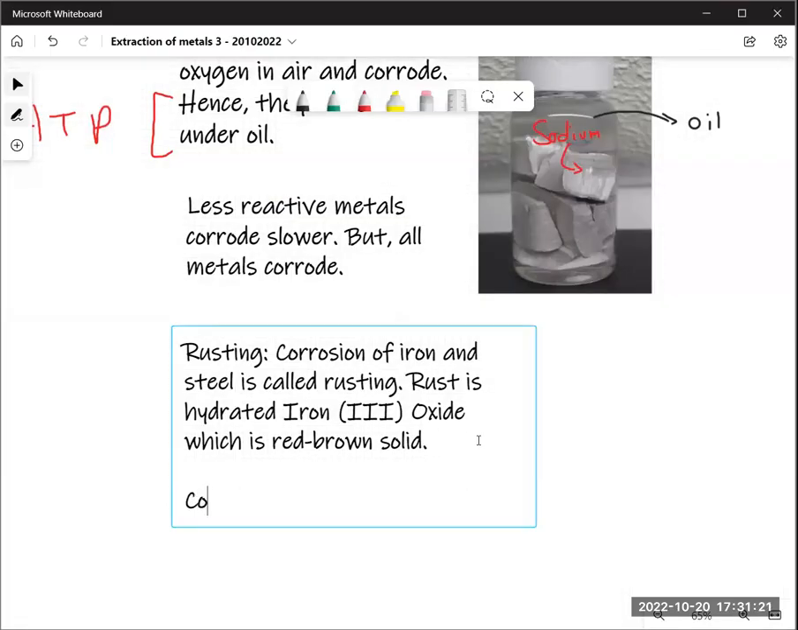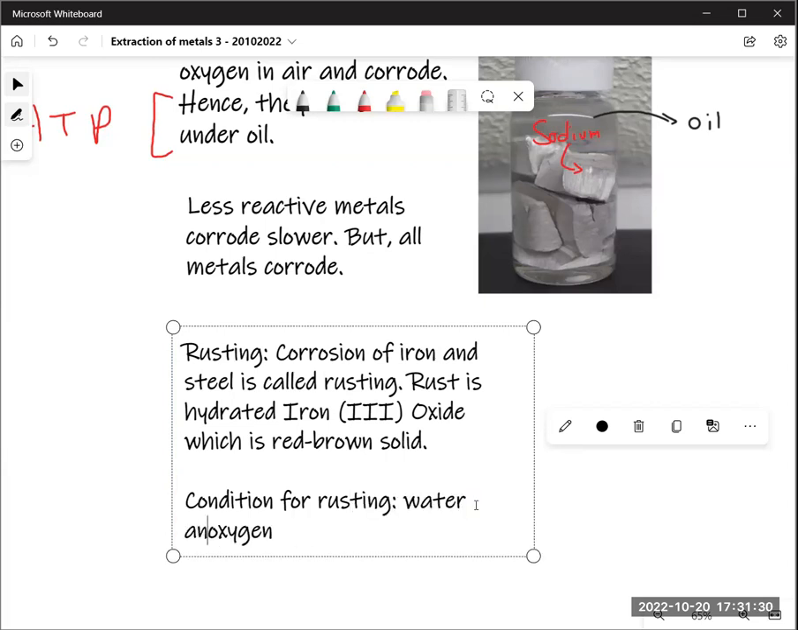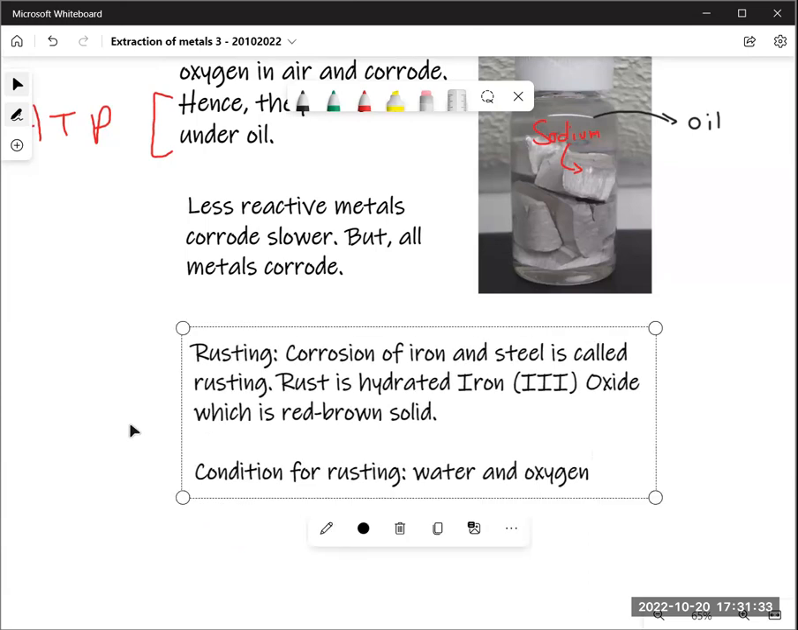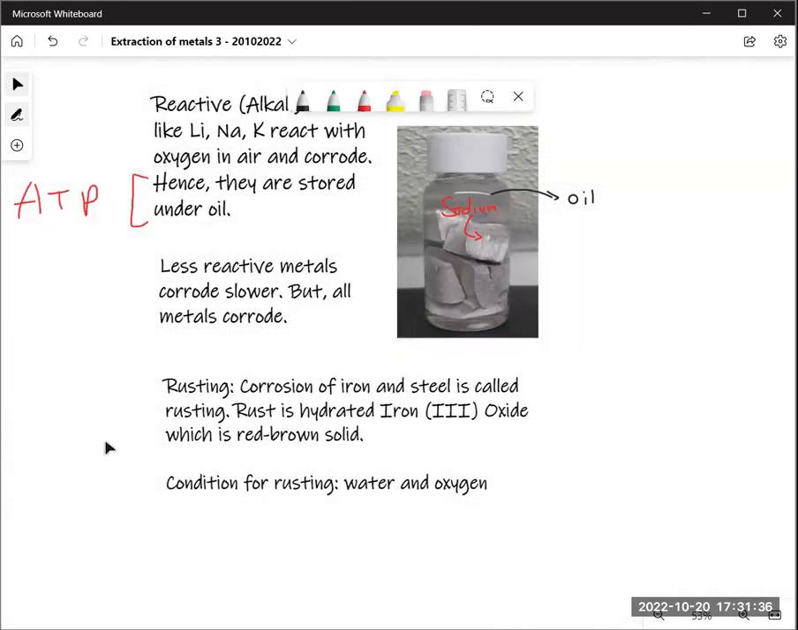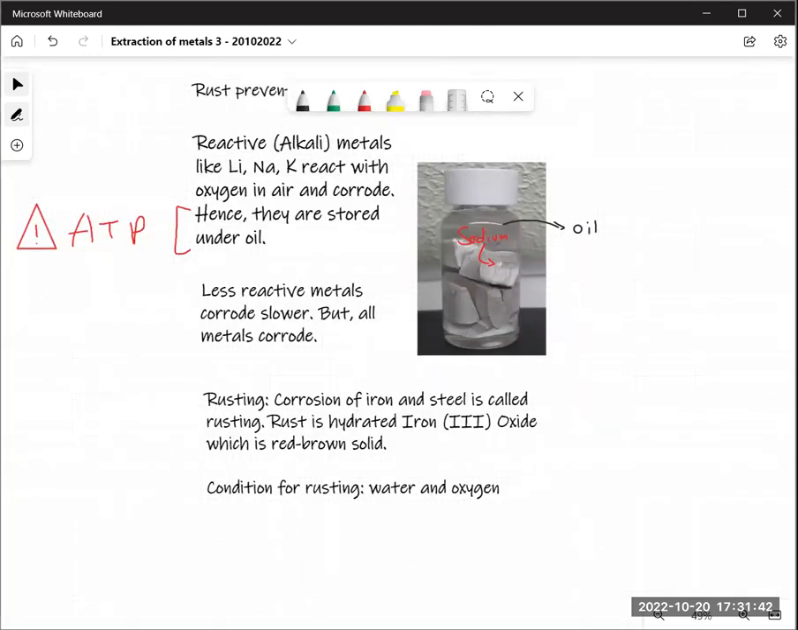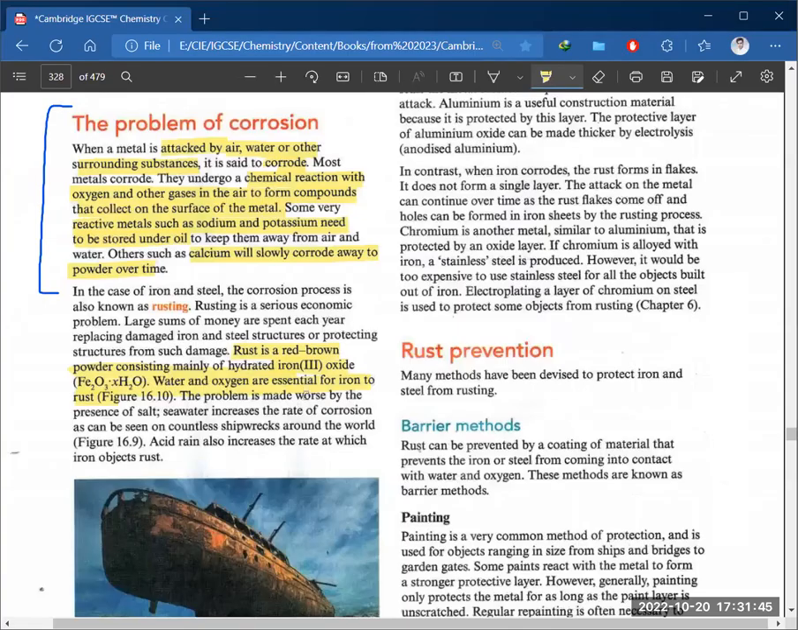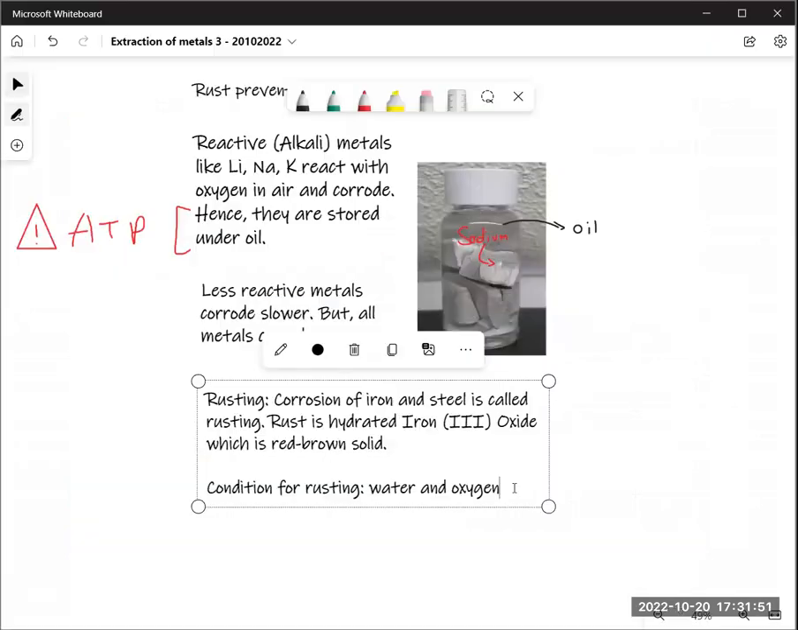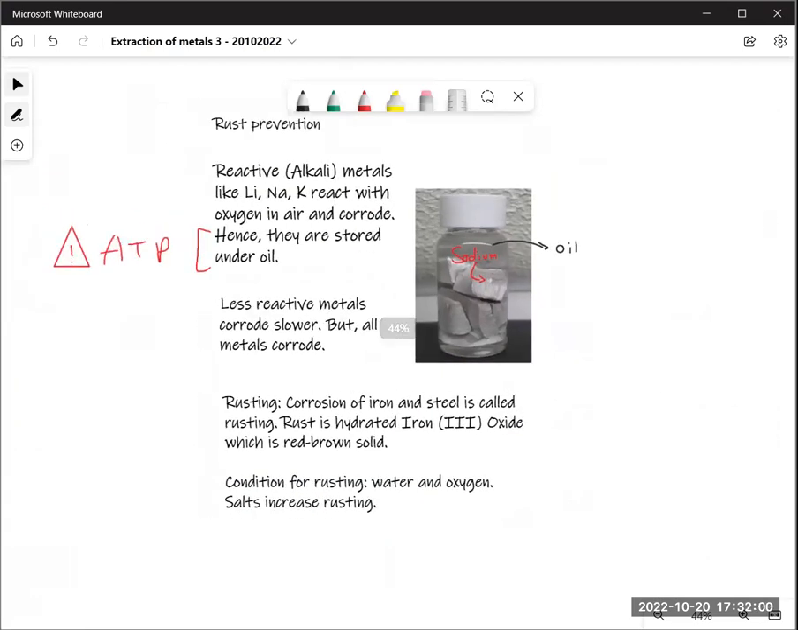Conditions for rusting are water and oxygen. You need both of these, water and oxygen. Write it. Next thing is salts increase rusting. Finish writing, and we look at the more important stuff in a second.